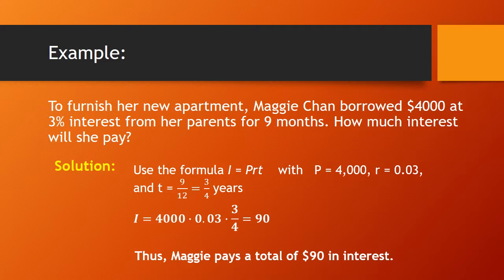Using this simple interest formula with P equal to 4,000, R equals 0.03, and T is 9 over 12, which reduces to 3/4, we get that she's going to be paying her parents $90 interest.